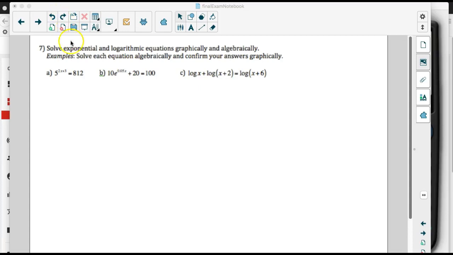Okay, it says solve exponential logarithmic equations graphically and algebraically. In this problem, you're solving them algebraically and then confirming them graphically. So we're going to use a graphing calculator to verify.